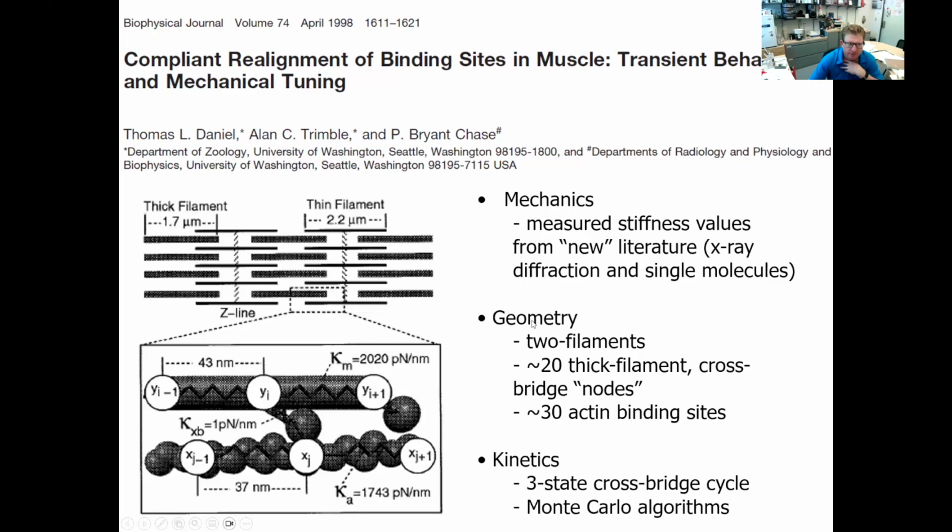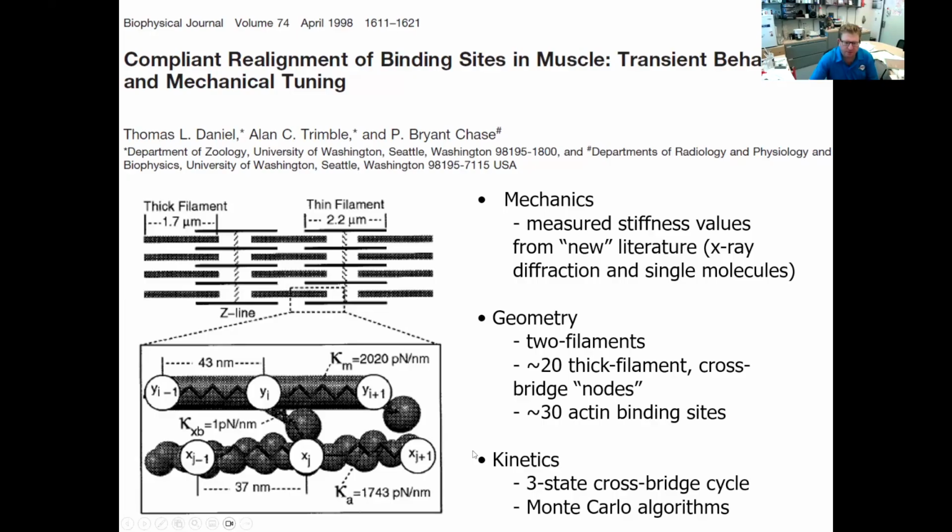And so the geometry that was first used by this Daniel et al. 1998 model was just 2 filaments and a simple system with 20 thick filament nodes, where 20 cross bridges would come off of the thick filament. These nodes are shown in white here. So y_{i-1}, y_i, and so on are the thick filament nodes, and that's where the cross bridges extend from. Between each node, there's a spring. I know it's a little difficult to see with this particular figure, but there's a spring between the nodes. And then you describe a similar system for where those cross bridges bind along the thin filament, as shown here on the bottom.